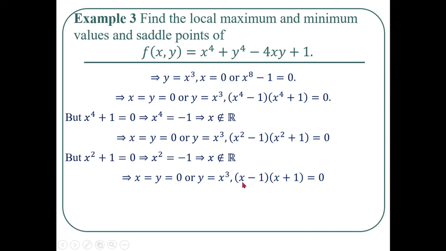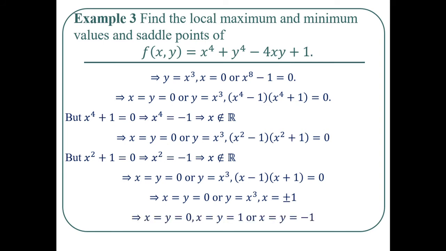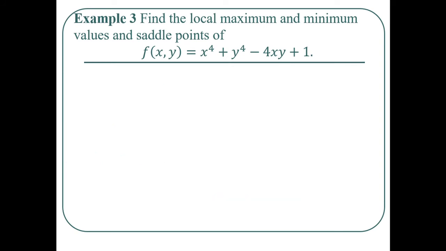When x is equal to 1, y is equal to x cube gives us y is equal to 1 cube, which is 1. And when x is equal to minus 1, y is equal to x cube becomes y is equal to minus 1 cube, which is minus 1. That means we get 3 points here: x is equal to y is equal to 0, x is equal to y is equal to 1, and x is equal to y is equal to minus 1. So 0, 0; 1, 1; and minus 1, minus 1. These are the 3 critical points of the given function f of x, y.